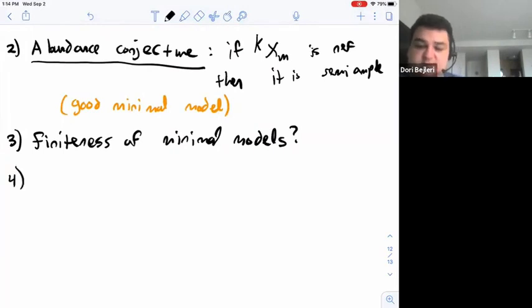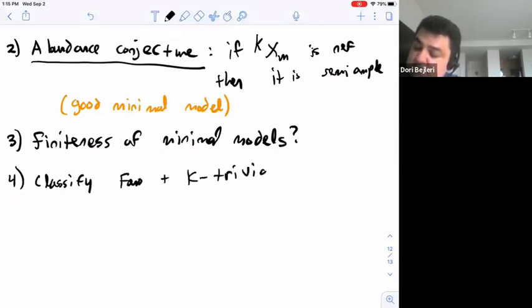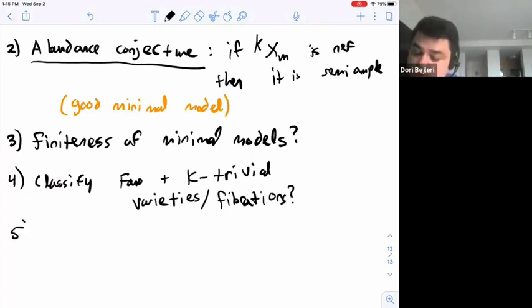Then to finish the classification, you also need to classify Fano and K-trivial varieties. So even if we knew all of this, we still need to, and this is a whole other field, well, each of these questions is a whole different field that we won't really say anything about in this class. And we don't need to classify just Fano and K-trivial varieties, but we also need to classify Fano and K-trivial fibrations.